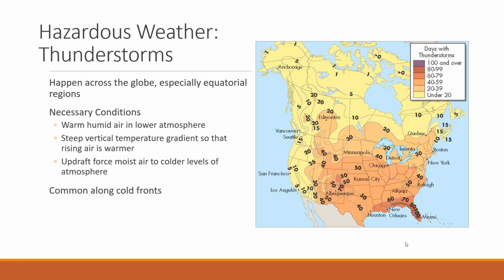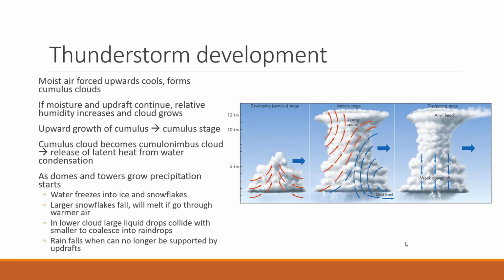This map is showing us the average number of days of thunderstorms in a year. So we can see that as we move south, we get more and more thunderstorms. So the way a thunderstorm develops is that moist air is going to be forced upwards, and it will cool and then form a cumulus cloud. Because remember, it is going to have higher relative humidity as it's forced to cooler temperatures. If the moisture and the updraft continue, the relative humidity will continue to increase and the cloud will grow. The upward growth of this cumulus cloud is called the cumulus stage.